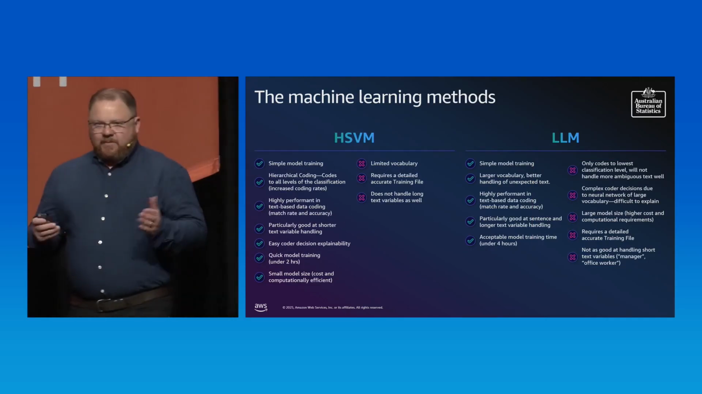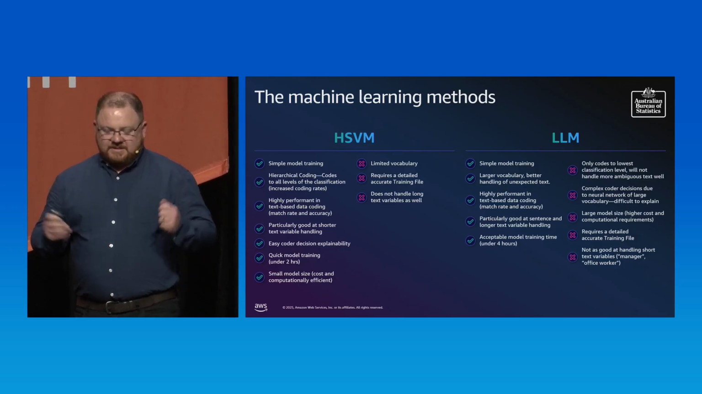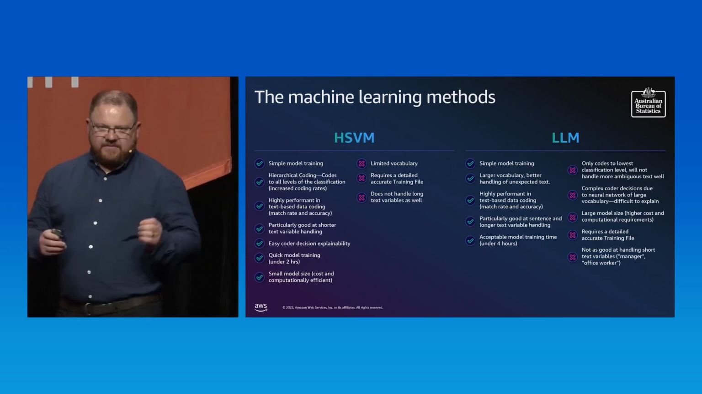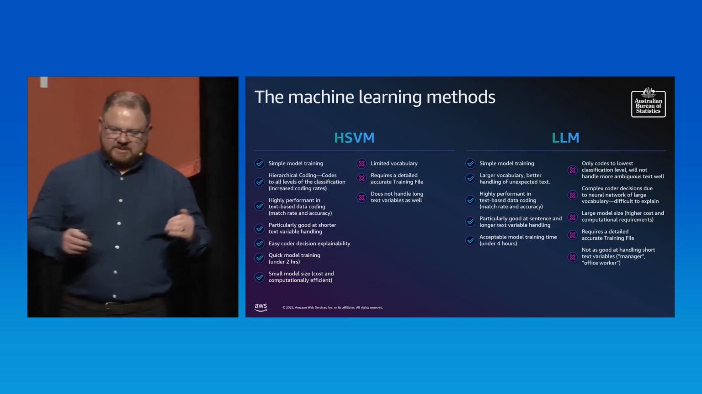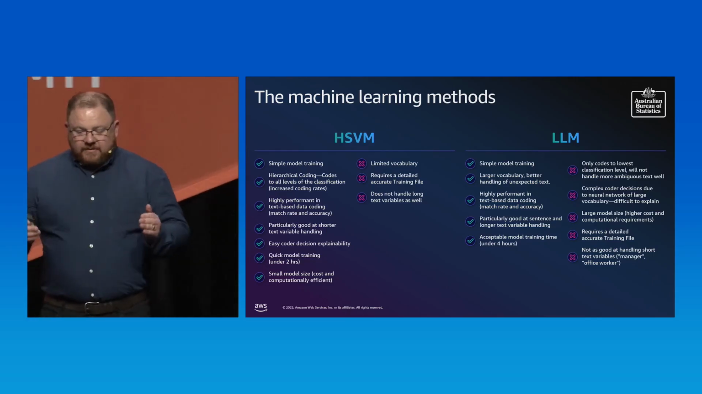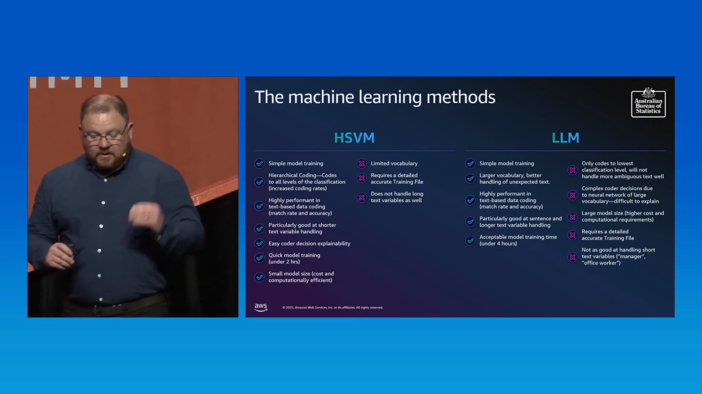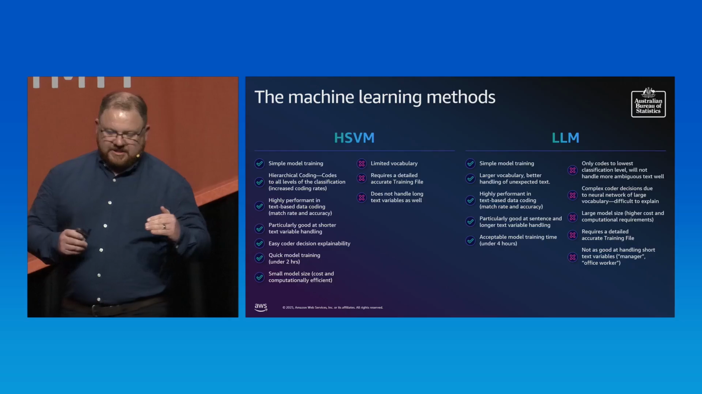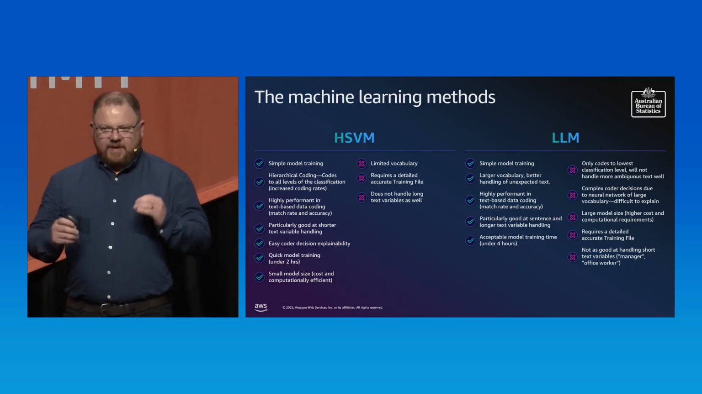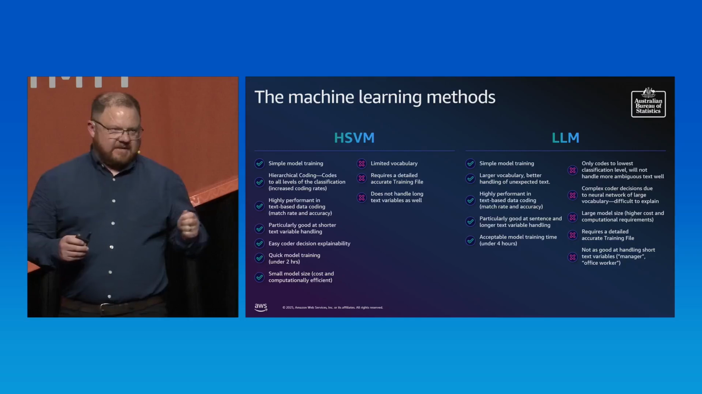So the question you're probably asking is, why HSVM first? What's the difference? And there are a range of benefits and disbenefits to HSVMs and large language models for our specific business case. Both methods are simple and fast to train. We can train a 10 million record HSVM or large language model in the matter of an hour. They're both highly performant at the task of coding.